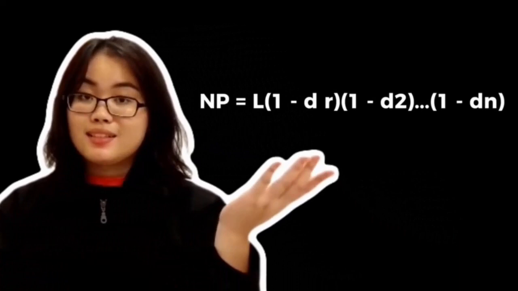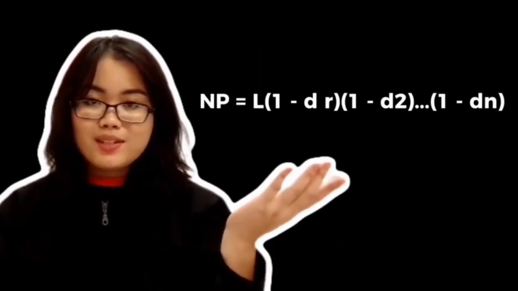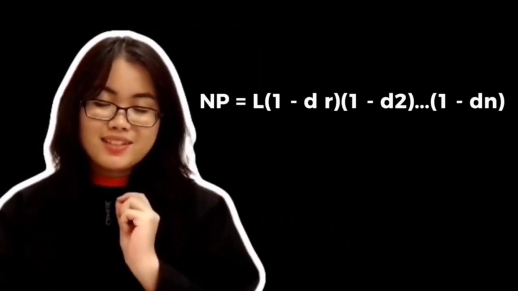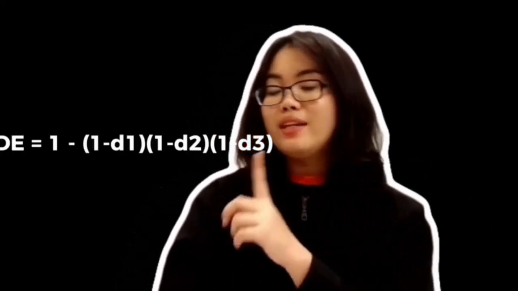Secondly, we have chain discounts. Chain discounts or series discounts are trade discounts given in a series of two or more successive discounts. This is the formula that we can use to find the net price in chain discounts. Chain discounts have a single discount equivalent, in short SDE. This is an example of the formula that we can use.